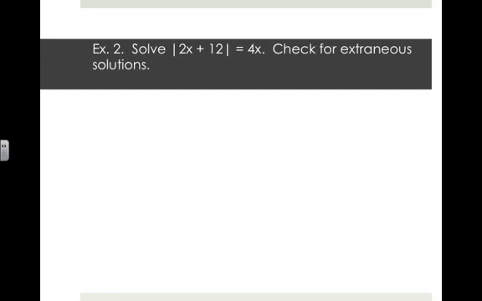Okay, so we're going to solve the absolute value of 2x plus 12 equals 4x, and we're going to check for extraneous solutions. So we write down our two cases. The first case, 2x plus 12 equals 4x, and then we write or. The opposite equals 4x, so negative quantity 2x plus 12 equals 4x.